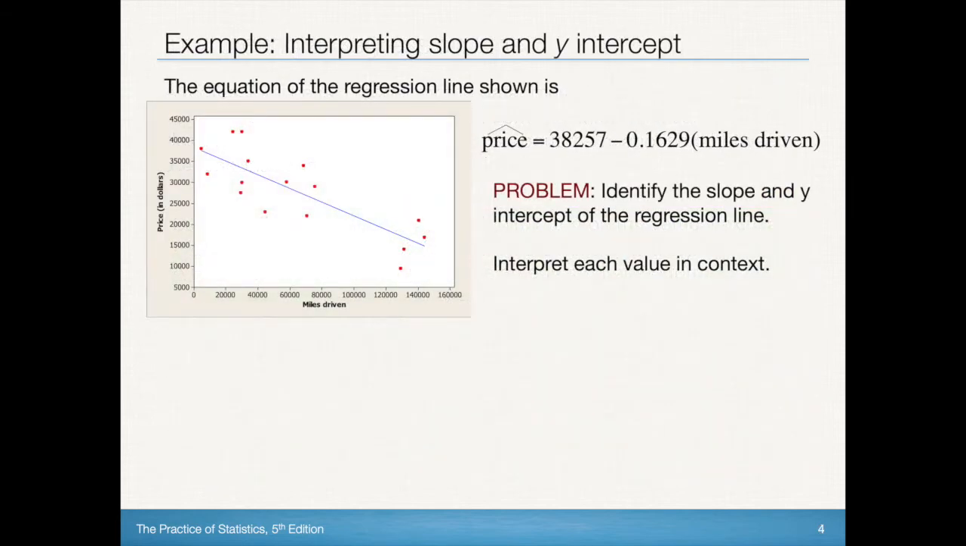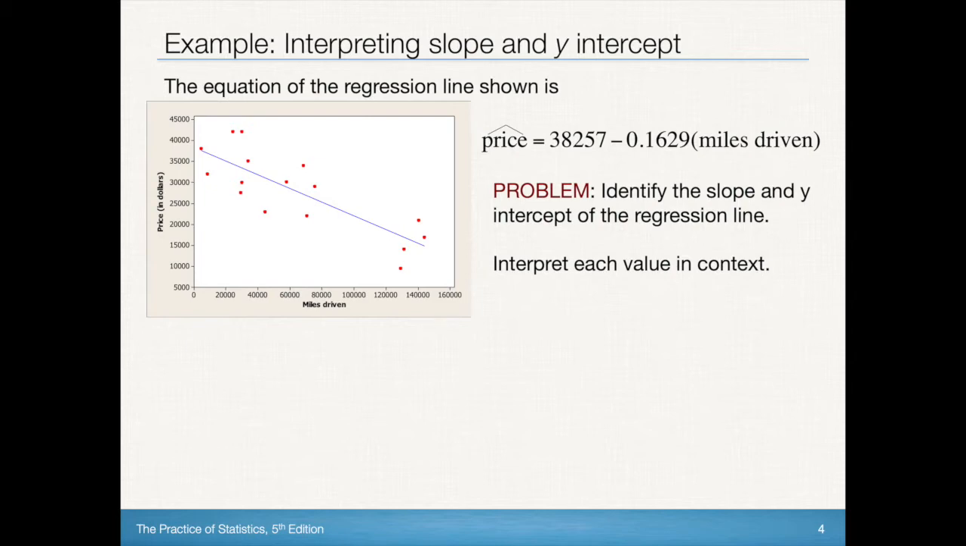Now, if we have the regression equation like I've shown you at the top here, there's a couple of things I want you to notice. You'll notice that I've avoided the whole y and x thing simply by labeling them according to the axes given. So price hat is equal to 38,257 minus 0.1629 times the miles driven.